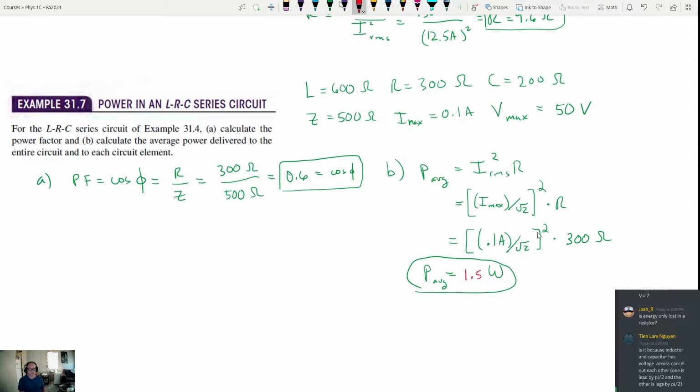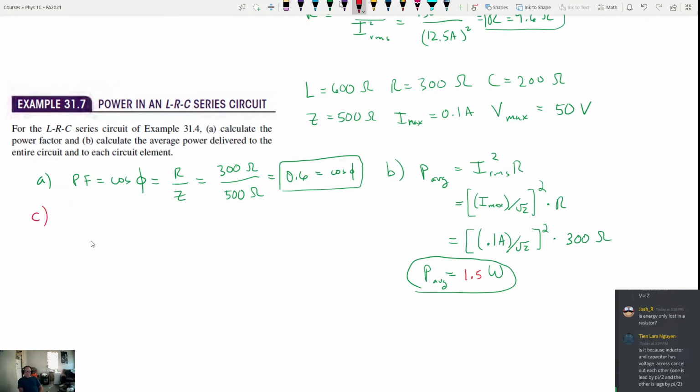Right, let's see, 0.1 squared is 0.01 times 300 is 3. 3 divided by 2 is 1.5, yeah. Okay, does that make sense? You have any questions? This is all pretty easy, right? You know I made a mistake. Okay, so let's look at how this problem can be made a little bit harder.